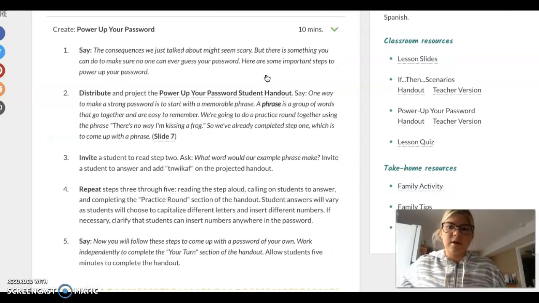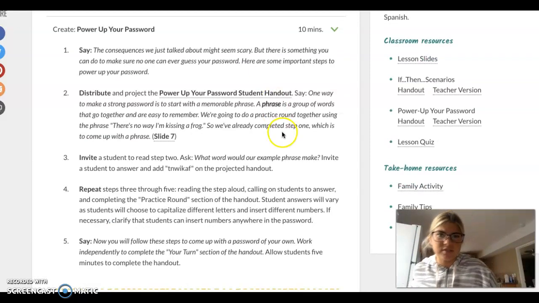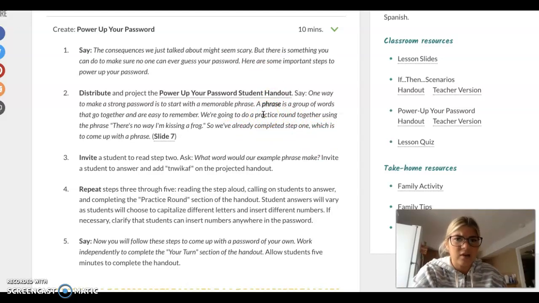Then comes Power Up Your Password. Here the students get to create some passwords, and I really like how in number 2, where they get the handout, they go over a phrase. A phrase is a group of words that go together and are easy to remember. We're going to do a practice round together using the phrase "there's no way I'm kissing a frog." We've already completed step 1, which is to come up with a phrase. It shows that, and then down here it shows that the password would be TNWIKAF for "there's no way I'm kissing a frog," which I really like, how they demonstrate that.